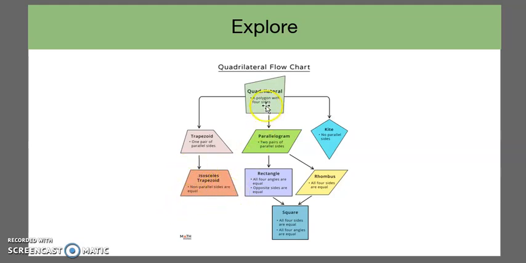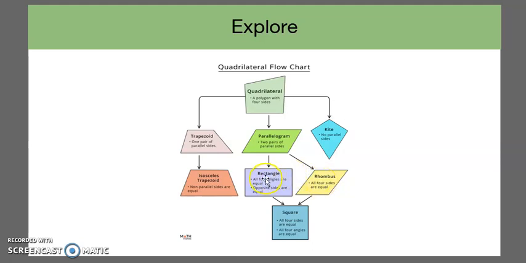Another type of quadrilateral is called a parallelogram. Just as the name implies, a parallelogram has two pairs of parallel sides. So we're talking about the side on the left and the right, they're parallel to each other, and the ones on the top and the bottom, those are parallel to each other. Parallelograms can be broken down into rectangles and rhombuses. Well, we'll say rhombus, but the plural of rhombus is rhombi.